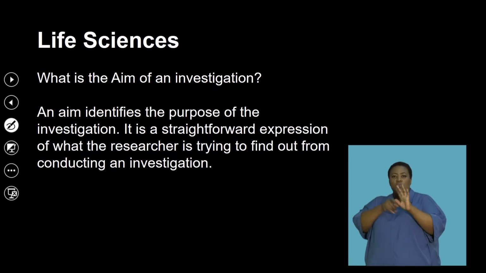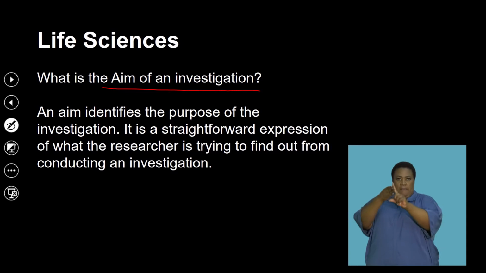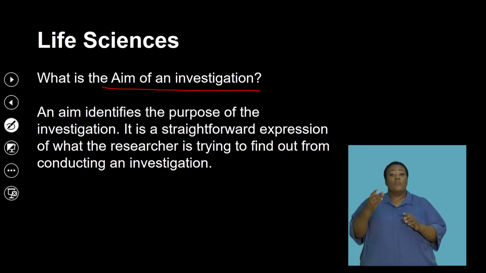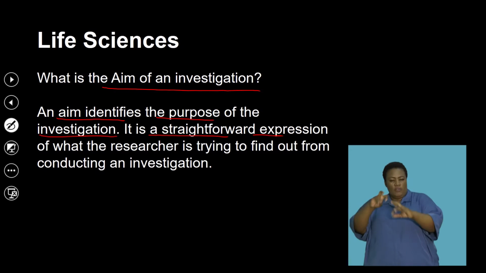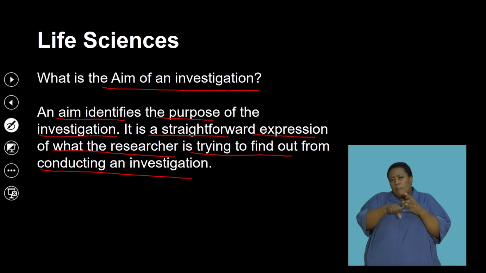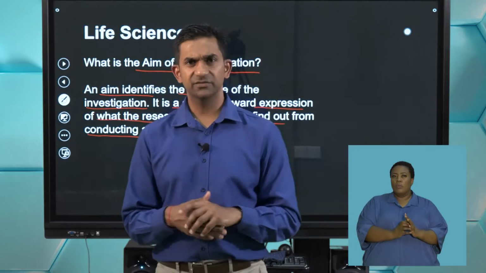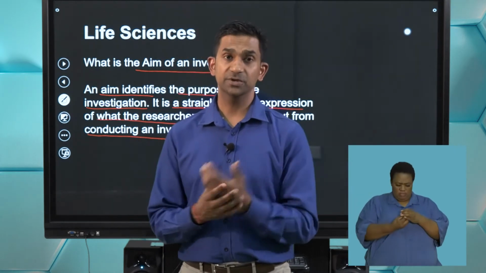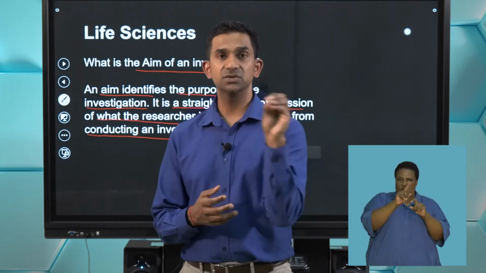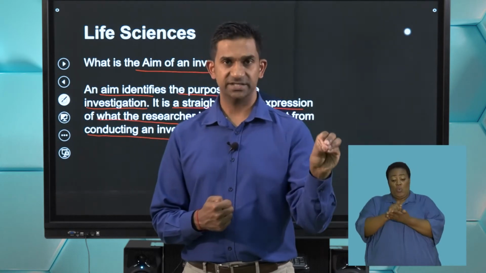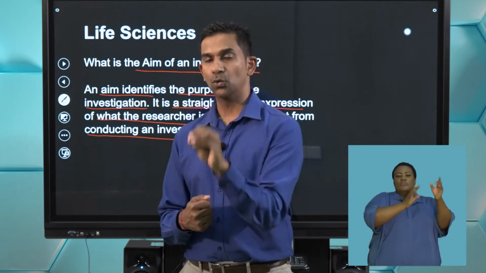Okay. So here we get to the next bit. What is the aim of an investigation? So the aim identifies the purpose of the investigation. It is a straightforward expression of what the researcher is trying to find out from conducting an investigation. So with the example of, have you ever thought about why do plants grow upwards? We've got to write down a specific question that relates to the aim. So the aim would be to investigate why plants grow upwards.